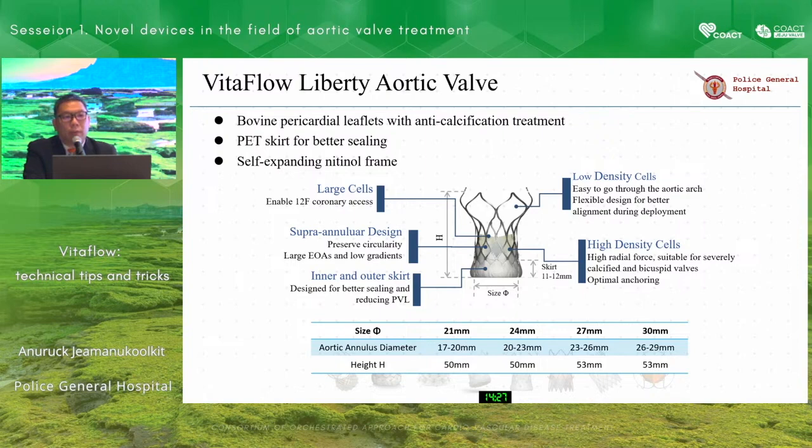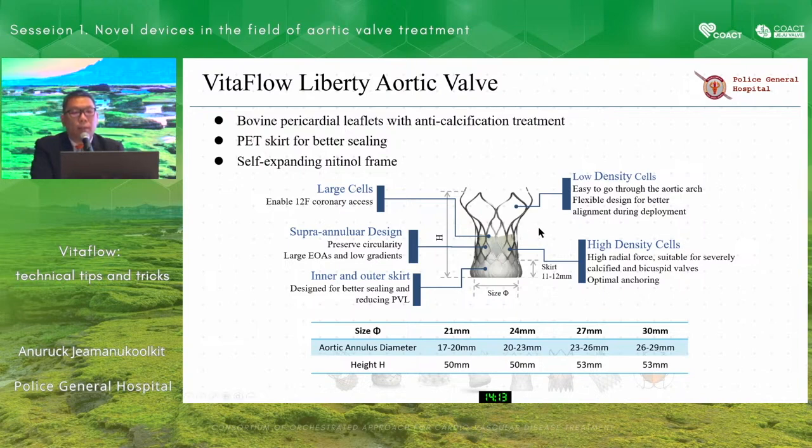Vita Flow is made from bovine pericardium for the leaflet, and the valve frame has a hybrid design. The upper part is a large cell, so you can see that it is low density, making the valve more flexible with less radial strength here, and the lower part is the closed cell. So it has very high radial strength, and it has the skirt. The skirt is made from PET, the same material as Edwards.